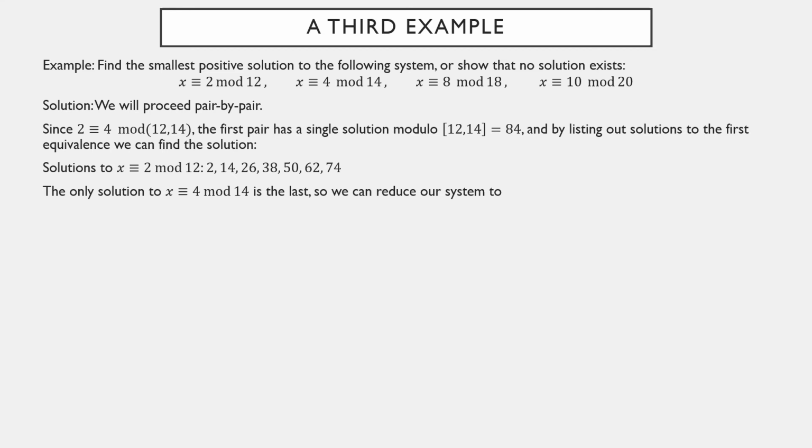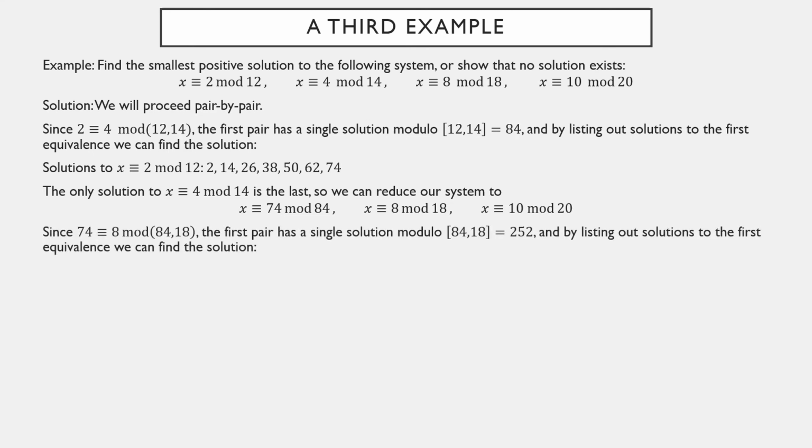So out of the possibilities, there was one option that solved 2 mod 12, but also solved 4 modulo 14. So we can replace that pair of equivalences with just one. X should be equivalent to 74 modulo 84, but also 8 mod 18 and 10 mod 20. So we move on to the first pair of this new system. And we check 74 is indeed equivalent to 8 modulo the greatest common divisor of 84 and 18. So therefore, that pair of equivalences has one solution modulo the least common multiple, which is 252.